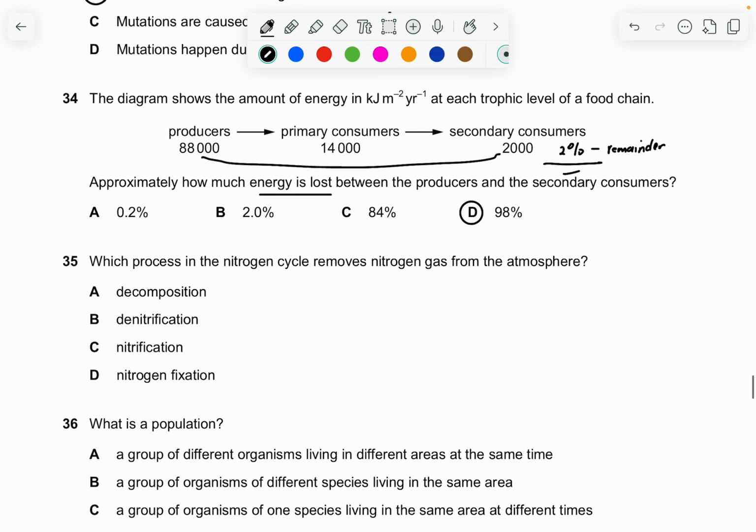Okay, question 35. Which process of the nitrogen cycle removes nitrogen gas from the atmosphere? Alright, so the answer for this is nitrogen fixation, because you're getting the nitrogen gas from the environment and you fix it, to make it basically be doing the cycle in the soil.